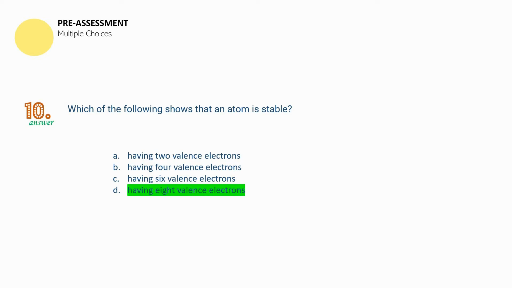So I hope that you remember, if you are my student in grade 9, you were supposed to post this in Edmodo, so do not forget that. That ends the pre-assessment, the first part of this session. Multiple choices.